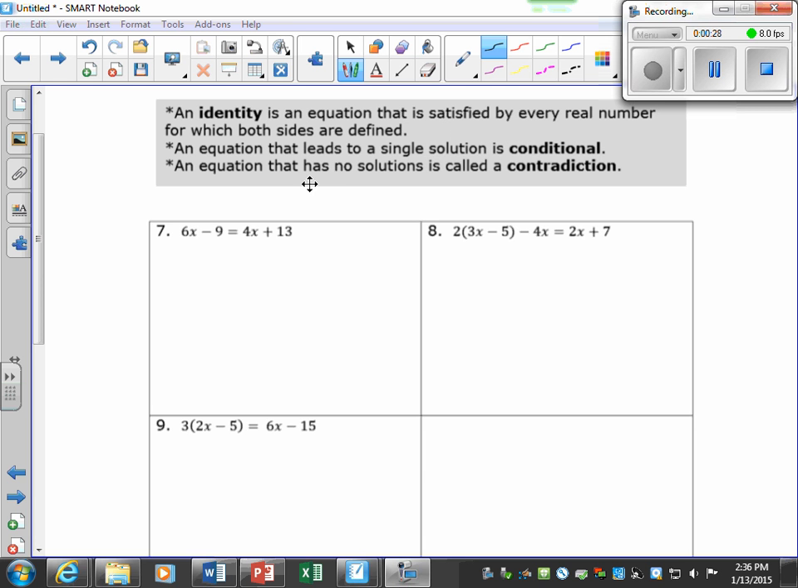And if I solve the equation out and I lose my variables and I get a false statement, I would have a contradiction. So let's make a little more sense of this and see how they work out with some actual examples.